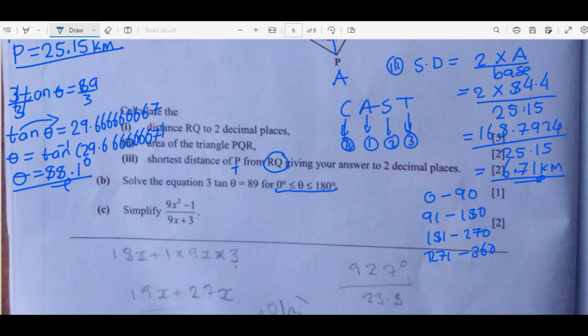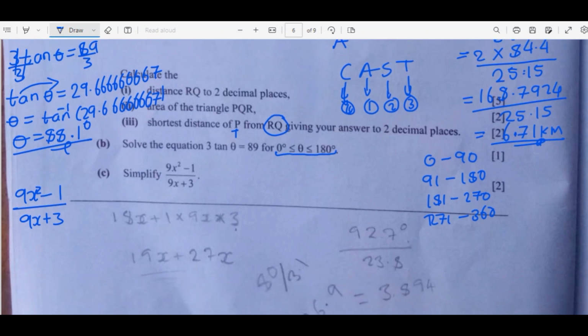So the last question is 9x squared minus 1 over 9x plus 3. We are told to simplify. From the numerator we can factorize it into a difference of 2 squares, because 9 can be written as 3 squared. So we have 3 squared x squared minus 1 times 1, which is 1 squared. The denominator we can factorize by getting the common factor, which is 3. We divide 3 into 9x is 3x, plus 3 into 3 is 1.